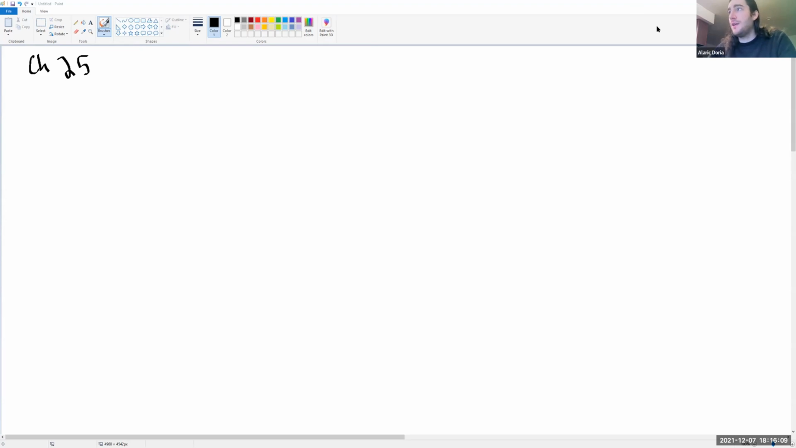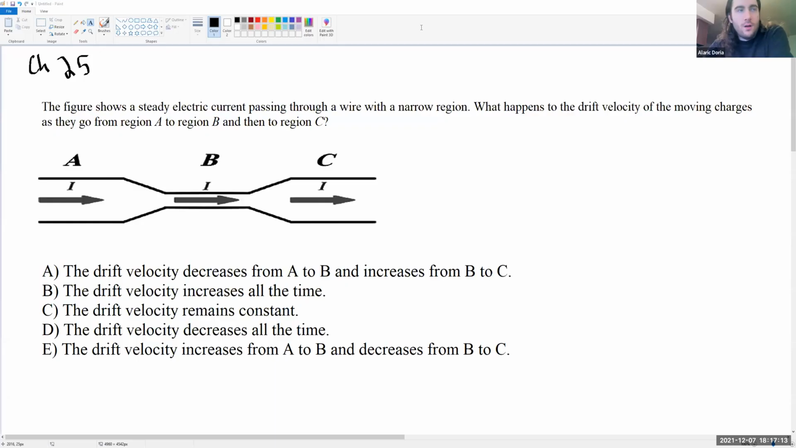I'll just pause the video and be back when everything is there. All right, we're back. This is our first question from chapter 25, all about current, resistance, and things like that. Okay, so the figure shows a steady electric current passing through a wire with a narrow region. What happens to the drift velocity of the moving charges as they go from region A to region B and then to region C?